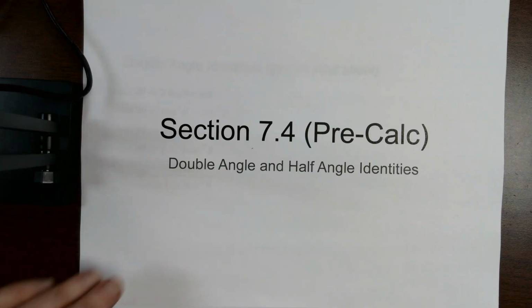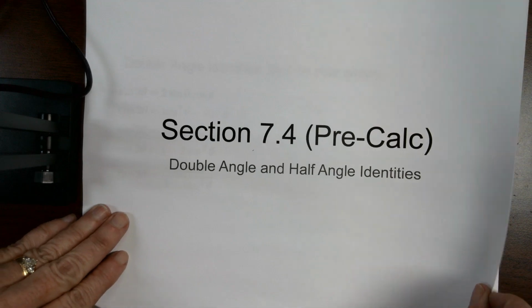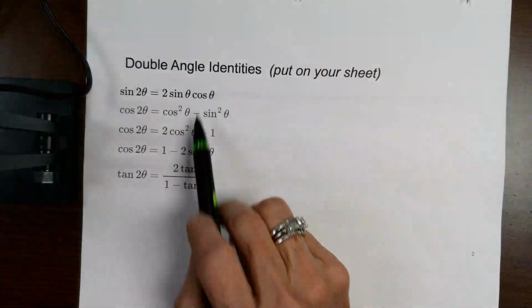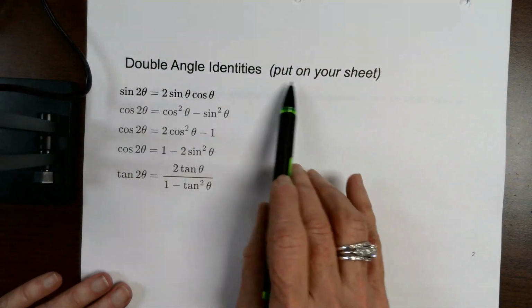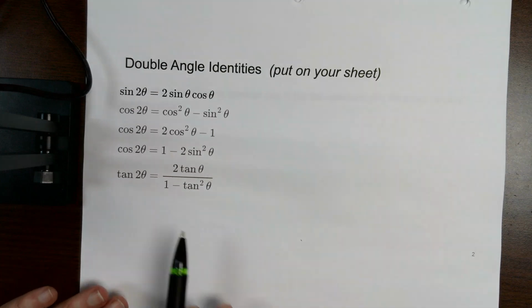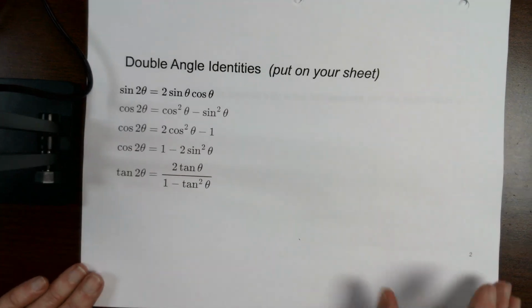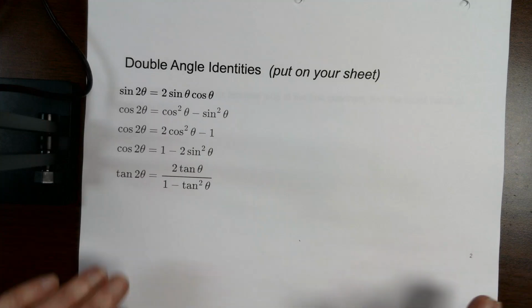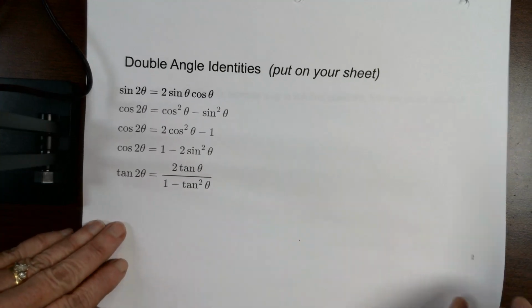Section 7.4 concerns double angle and half angle identities. These are your double angle identities. You need to put these on your sheet, so you could pause the video and add those to your sheet, and then you're going to be using those. So pause, put it on the sheet, and then we'll go on.